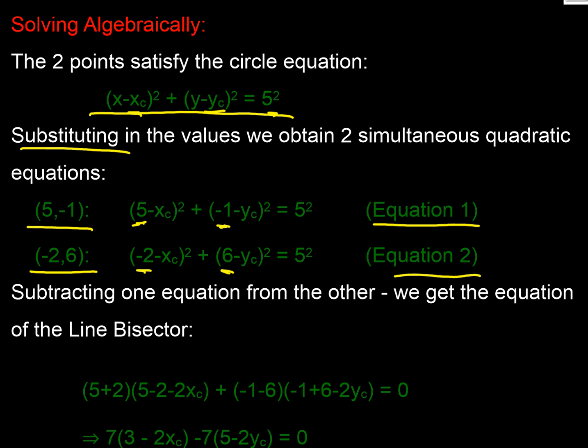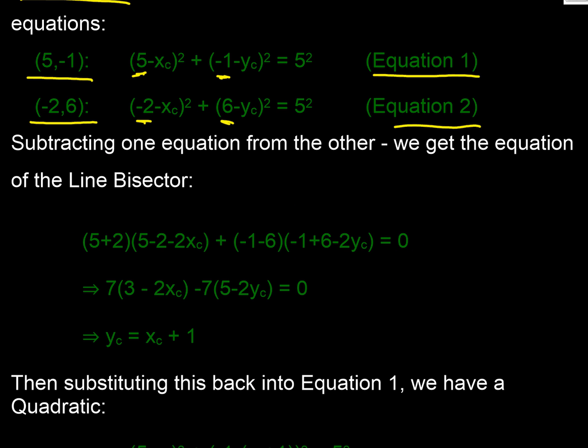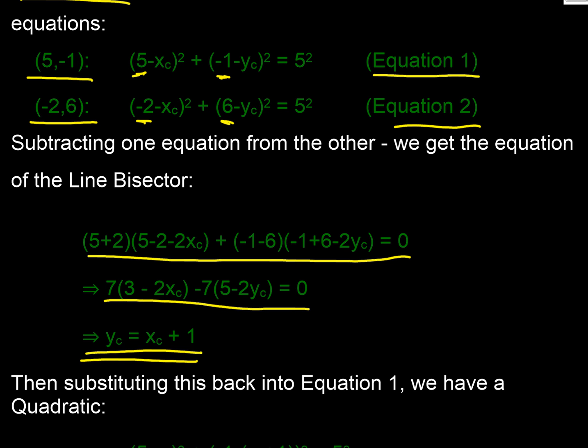Now, life does get easier with circles, because if we take equation 1 and take away equation 2, all our x squareds and our y squareds are going to cancel out, because they've both got coefficients of 1, and the 5 squared is going to cancel out as well. So we get quite a nice linear equation. Here it is. Equation 1 minus equation 2 simplifies to this very simple equation: the y of the centre must equal the x of the centre plus 1.